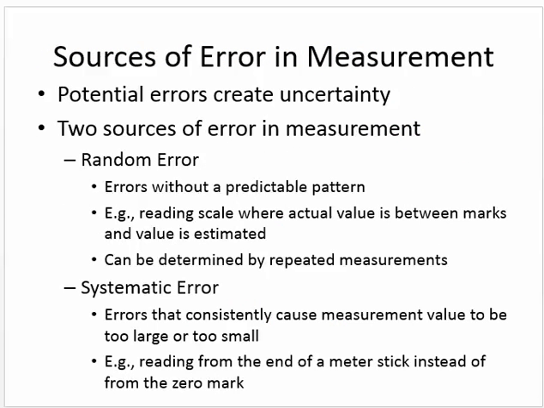Okay, sources of error. We could have random error, which means reading a scale where the actual value is between marks and the value is estimated. It can be determined by repeated measurements. Or we could have systematic error, errors that consistently cause measurement values to be too large or too small, like reading from the end of a meter stick instead of from the 0 mark. That's very common.